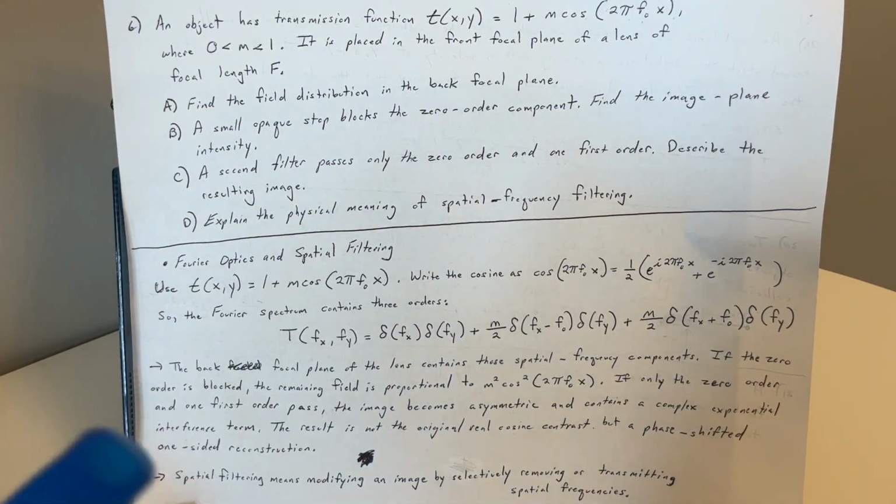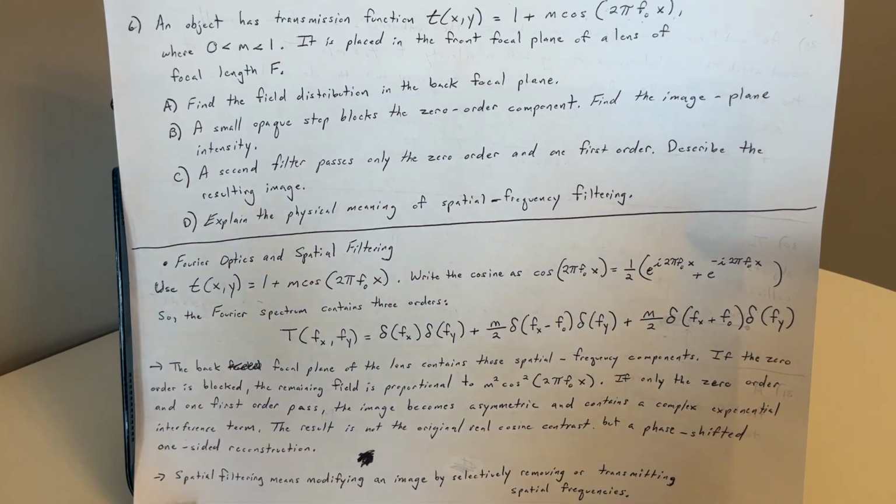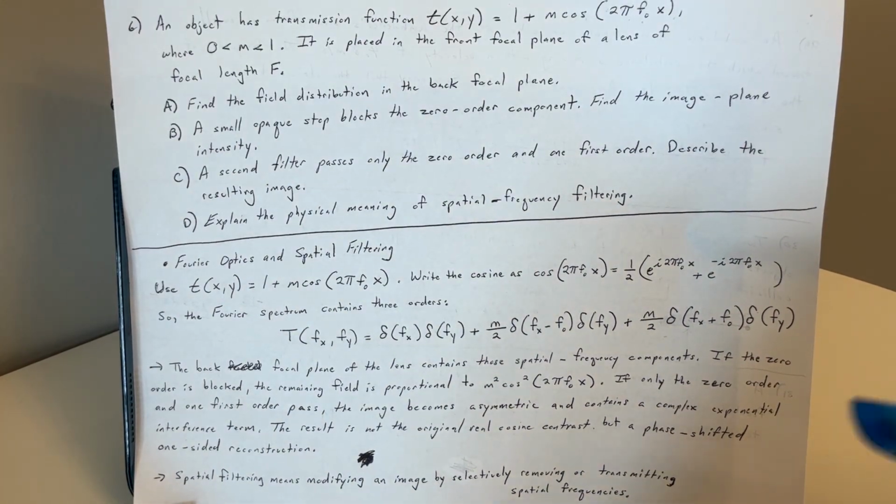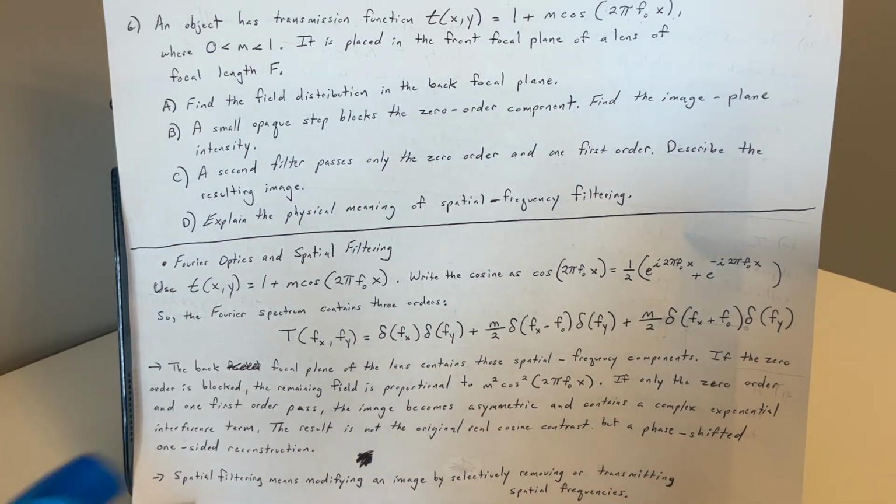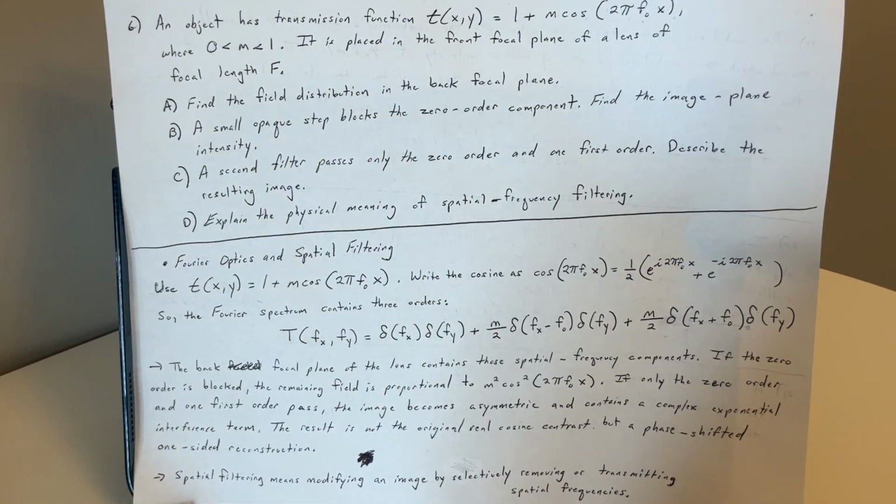So here the back focal plane of the lens contains those spatial frequency components. If the zero order is blocked, the remaining field is proportional to m squared cosine squared 2 pi f naught x. If only the zero order and one first order pass, the image becomes asymmetric and contains a complex exponential interference term. The result is not the original real cosine contrast, but a phase shifted one-sided reconstruction. And spatial filtering means modifying an image by selectively removing or transmitting spatial frequencies.